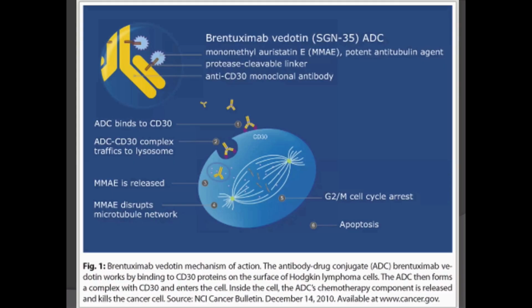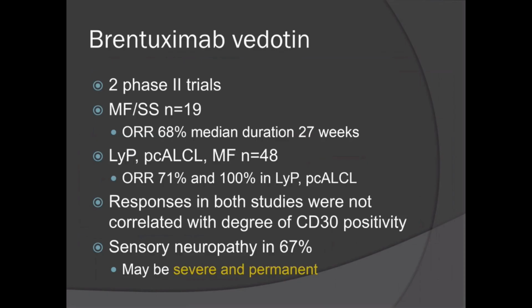So this particular antibody gains entrance into the cell where it then disrupts the microtubule network, and this results in cell cycle arrest and death of the malignant cells. There were 2 main studies looking at this. The first one looked at both mycosis fungoides and Sézary patients, 19 of them in total, and noted a 68% response rate with a median duration of that response being 27 weeks.